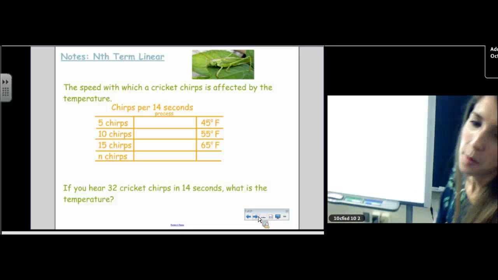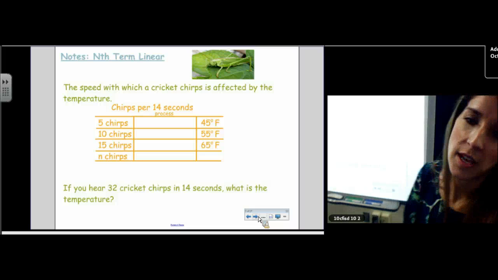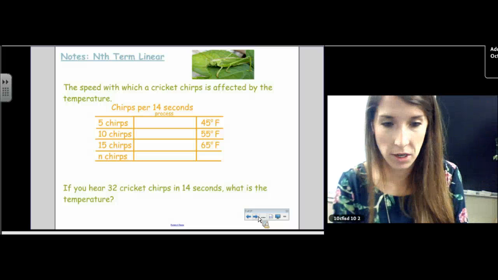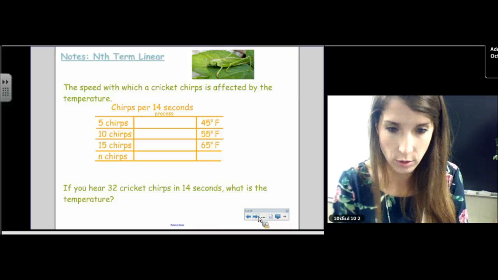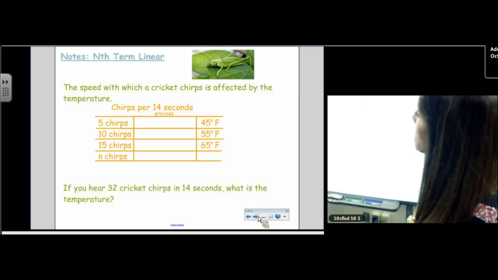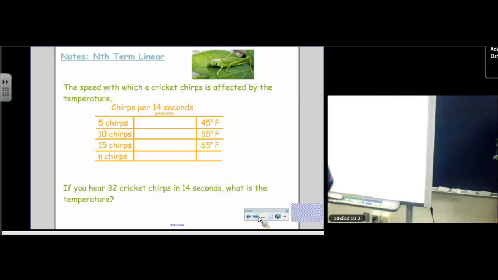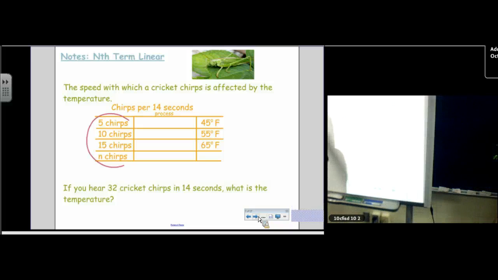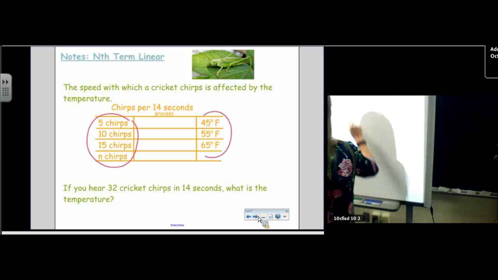Okay, so we're going to find out what the temperature is if you hear 32 cricket chirps in 14 seconds. So this is the number of chirps per 14 seconds. This is the number of chirps, and this is the temperature outside. This is the temp.